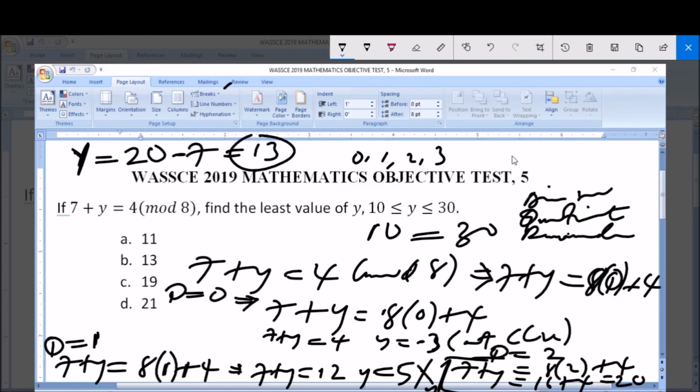Now you agree with me that 13 is between the range 10 to 30. So it is the answer. 13 is the least value of y if 7 plus y is equal to 4 mod 8. So our answer will be B, 13.